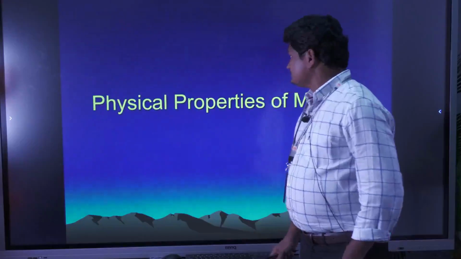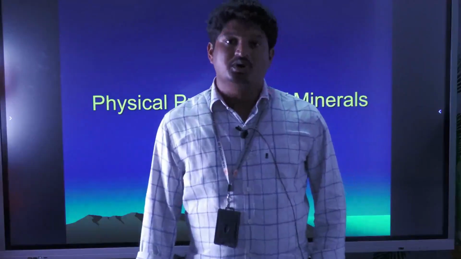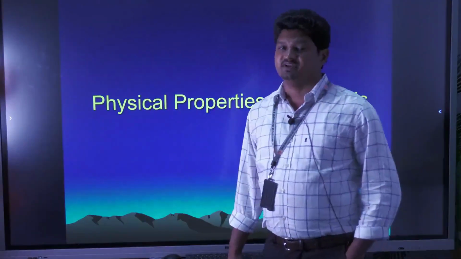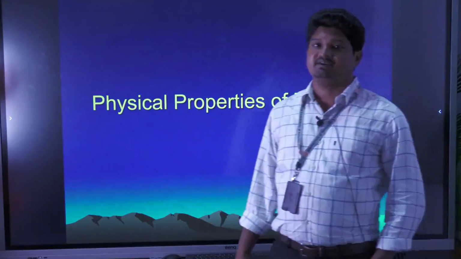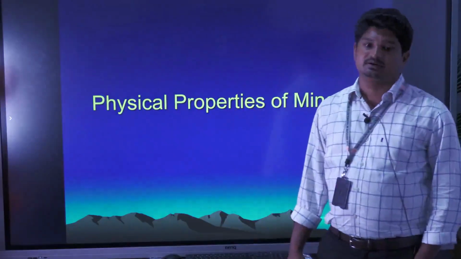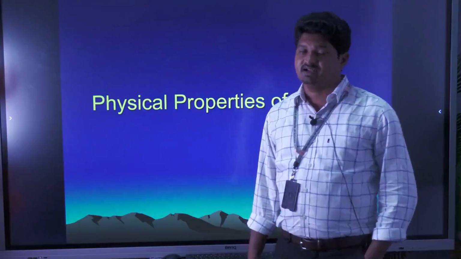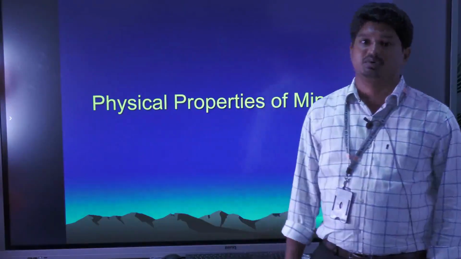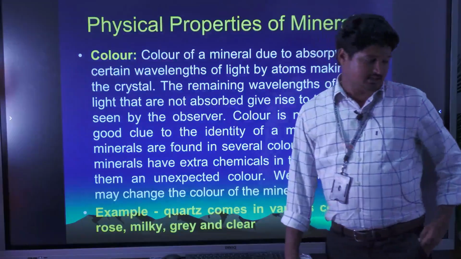Now, how do we identify minerals? The properties by which minerals are identified are called the physical properties of minerals. Minerals have different types of physical properties: color, streak, luster, hardness, specific gravity, cleavage and fracture. Now I want to explain color.